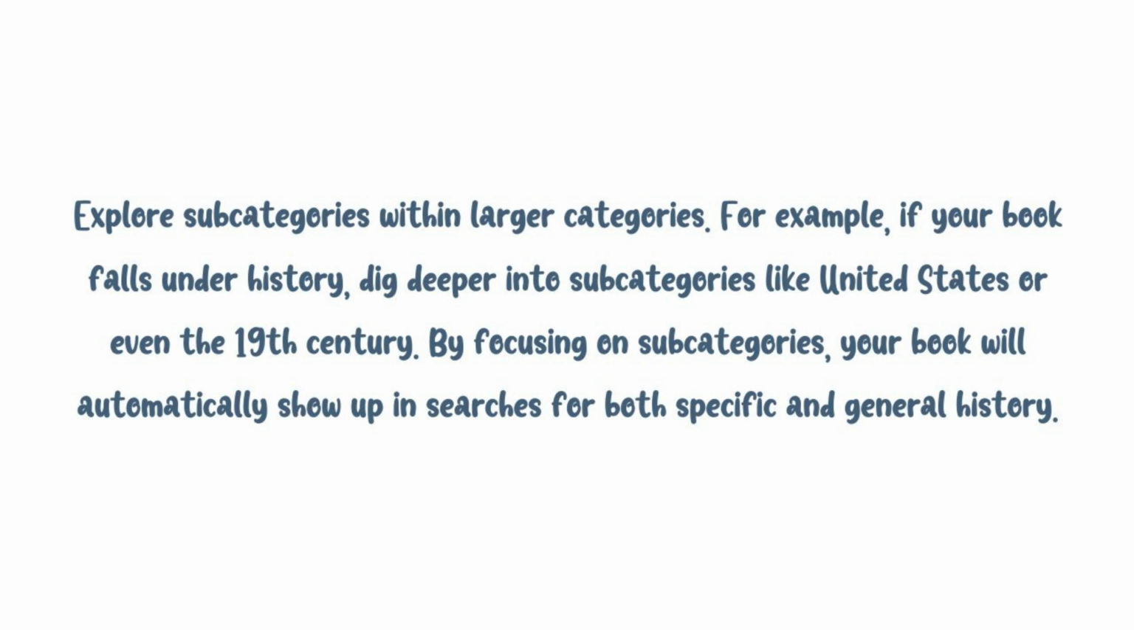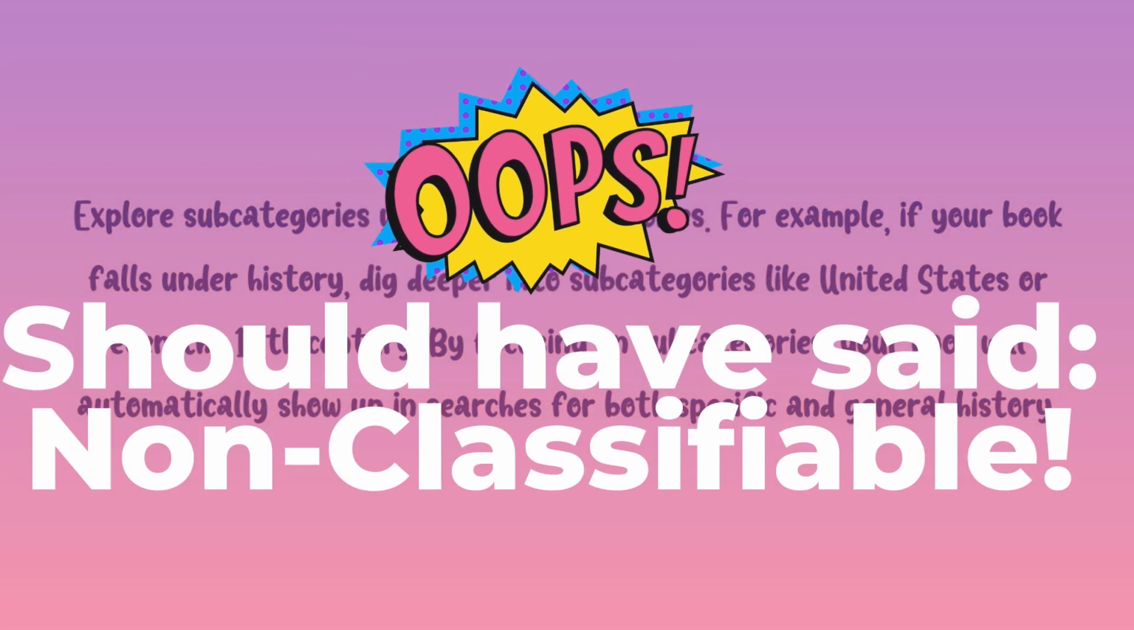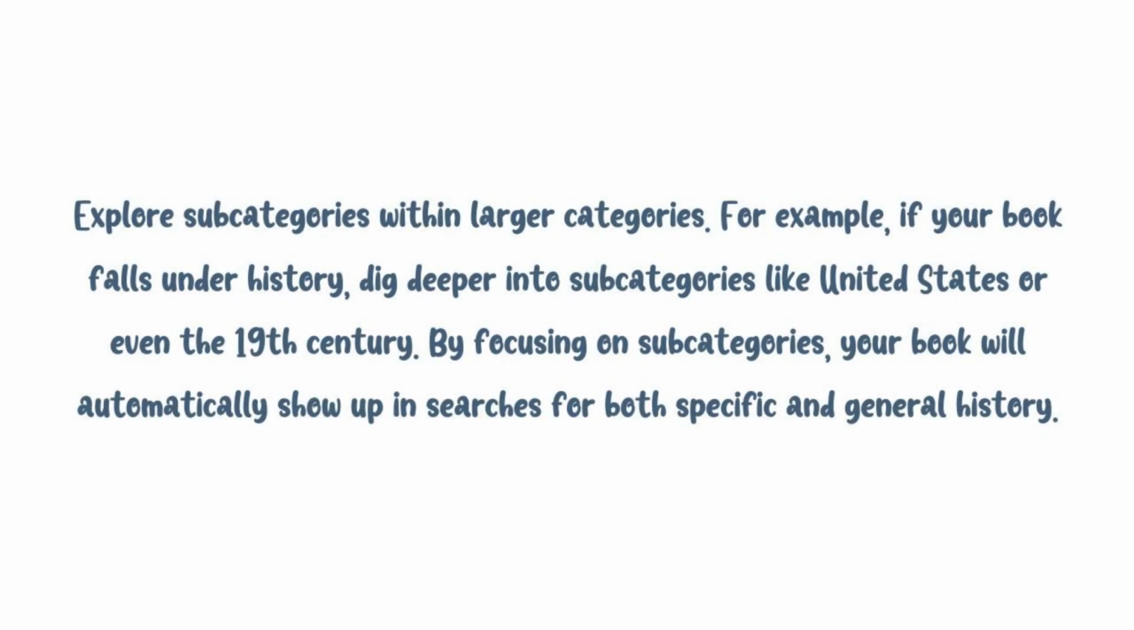So for example, if your book falls under history, dig deeper into subcategories like United States history or even 19th century. So by focusing on subcategories, your book will automatically show up in searches for both specific and general history. And if you're making low content books and you're really not sure about your category, then just place it in a non-defined category, or just make sure that it's really relevant to your niche.